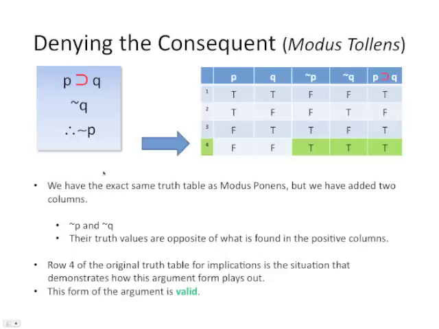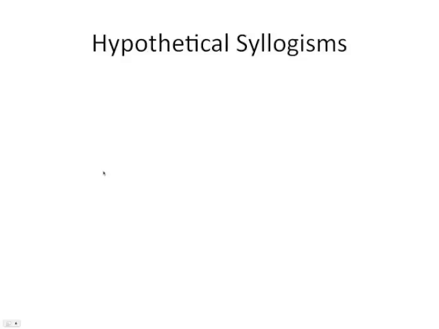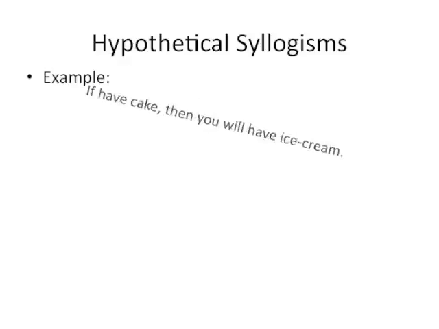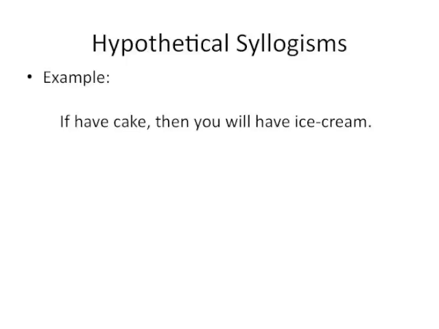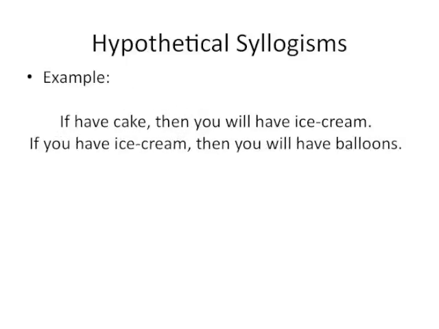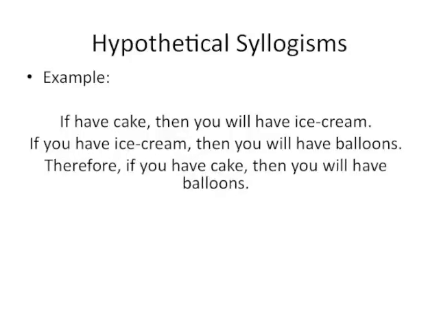Alright, so let's get a little bit more complex. We have, using our conditionals, using our implications here, another argument form that we call hypothetical syllogism. Here's an example of a hypothetical syllogism. If you have cake, then you'll have ice cream. If you have ice cream, then you'll have balloons. Therefore, if you have cake, then you'll have balloons.